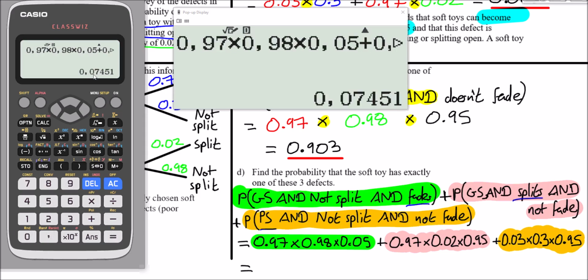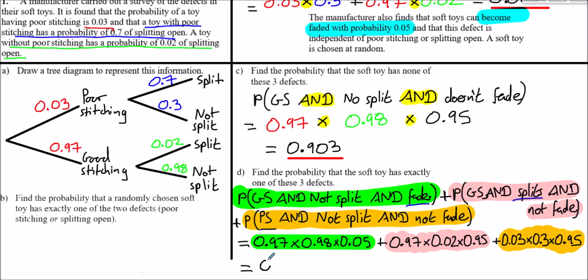We get 0.07451. So you can round that if you want to 0.0745 or include the 1. It doesn't particularly matter as long as you have an answer that does round to 0.0745 if you gave it 3 significant figures. So 0.0745 is what I'm going to call my answer. 0.0745. 7, 4, 5. And that's the first of a rather large set of warm-up questions we've done.